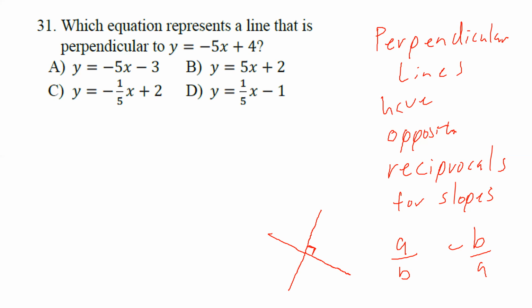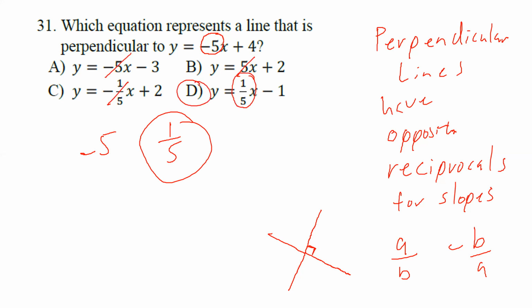Now, looking at our choices, we have -5 as our slope on the original equation. So right away, I can eliminate almost all these options except for one, because the opposite reciprocal slope of -5, well, -5 is the same thing as saying -5 over 1. I need a positive 1 over 5. That's the slope I need. That would be the opposite reciprocal. So looking at my answer choices, it's not A, it's not B, it's not C. The answer is D.